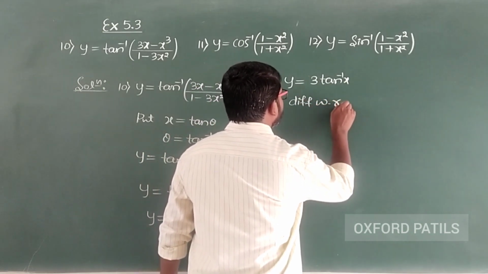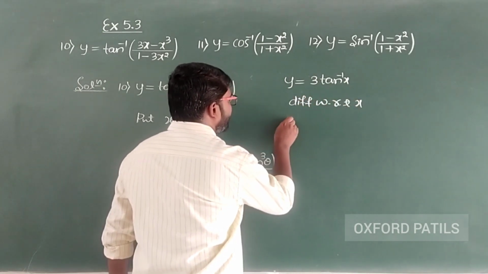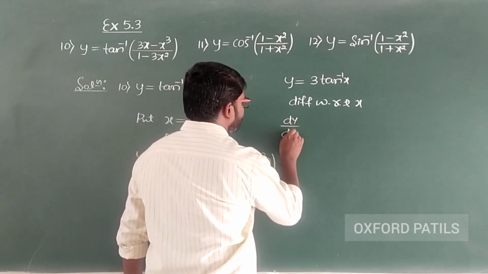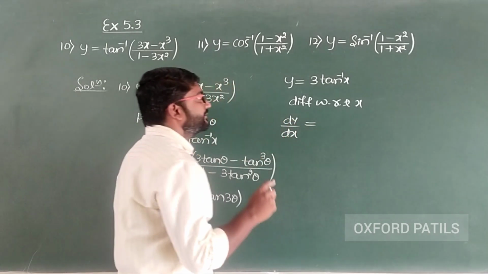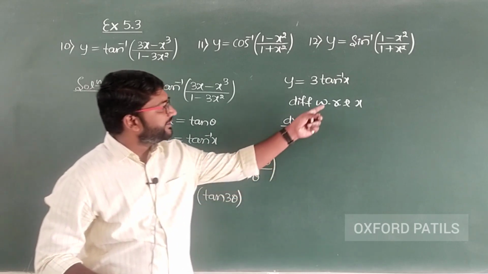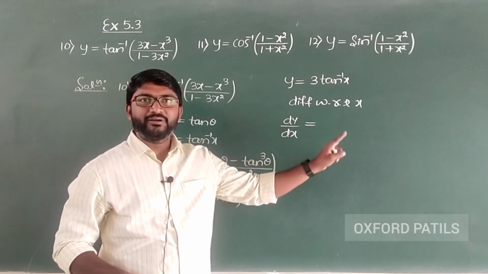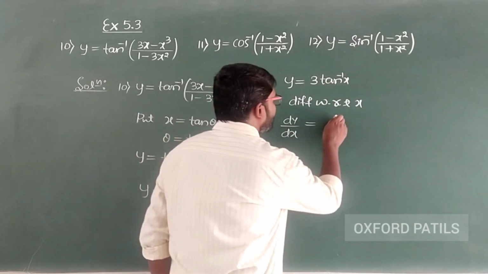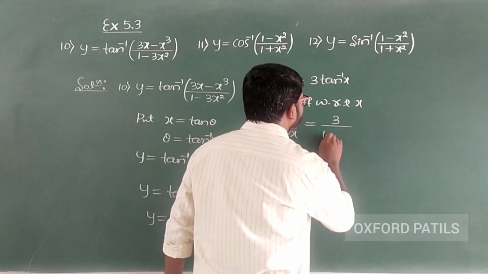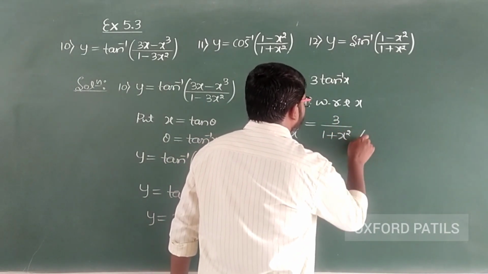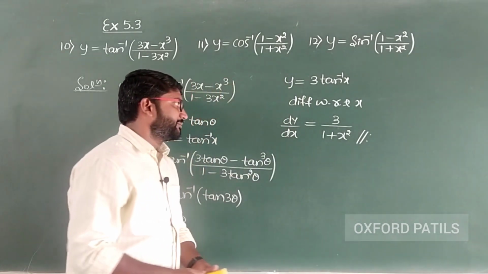On both the sides we will have to take the derivative. Derivative of y will be dy by dx. Now 3 is a constant, so we write it as it is. Then the derivative of tan inverse x will be 1 divided by 1 plus x square. Overall the answer is 3 divided by 1 plus x square. So this is the required answer for question number 10.